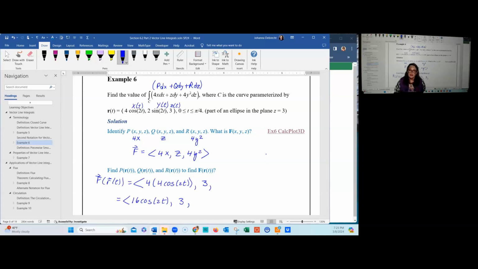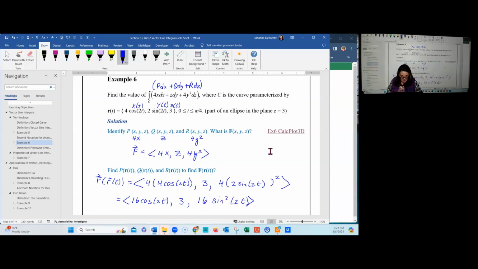Our last component of f of r of t is found by taking the representation for r, which is 4y squared, and substituting what y is in the parameterization. In this case, we're going to have 4 times something squared, and the something squared is going to be the y of t, which is 2 sine of 2t. When we rewrite this, we're going to get 2 squared becoming 4 times 4 gives us 16. And then we'll have sine squared of 2t.